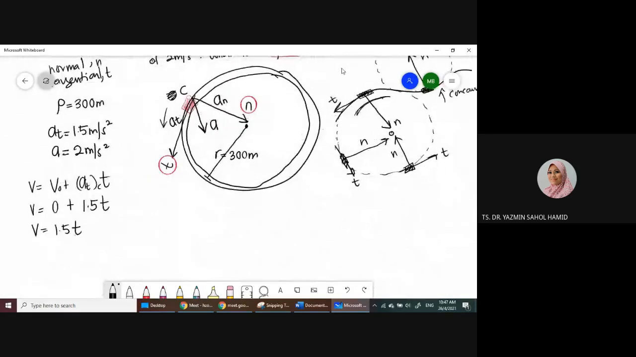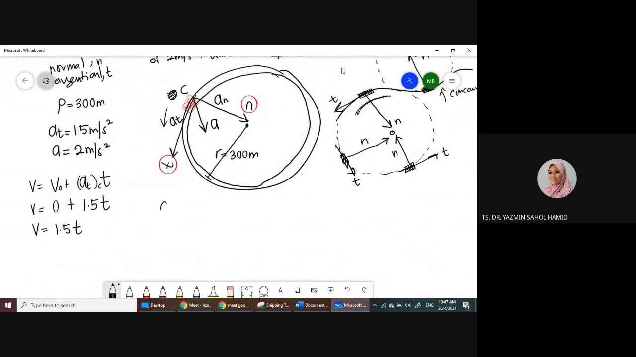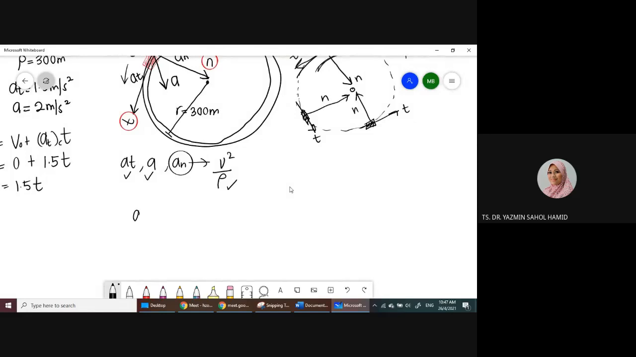Okay, if you notice, we have AT, we have A, but we do not have AN. And the formula for AN is V squared over rho. Do we have rho? Yes, we have rho. So maybe we can find our velocity using which formula? What is the formula for A? A is the square root of AT squared plus AN squared. That's correct.